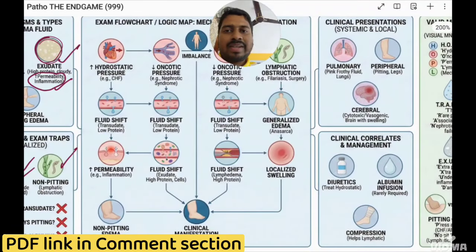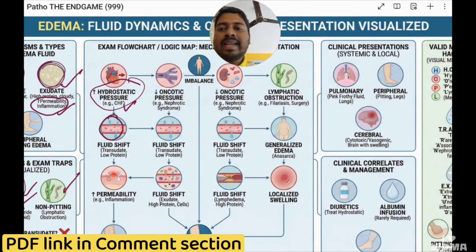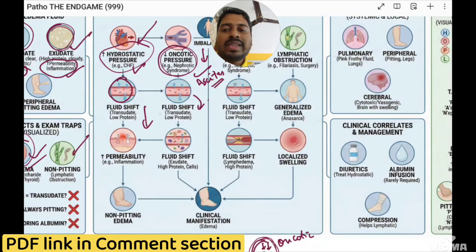Now what are the mechanisms of edema? I think I don't have to go much in depth. One is increased hydrostatic pressure, like in congestive heart failure. If this is a blood vessel, there is increased pressure within the blood vessel, that is known as increased hydrostatic pressure. Second, protein is what binds fluid and doesn't allow it to seep outside. This is known as oncotic pressure. So if hydrostatic pressure is increased or oncotic pressure is decreased, like in nephrotic syndrome or in ascites, because their albumin is low, in both these cases there will be a fluid shift.